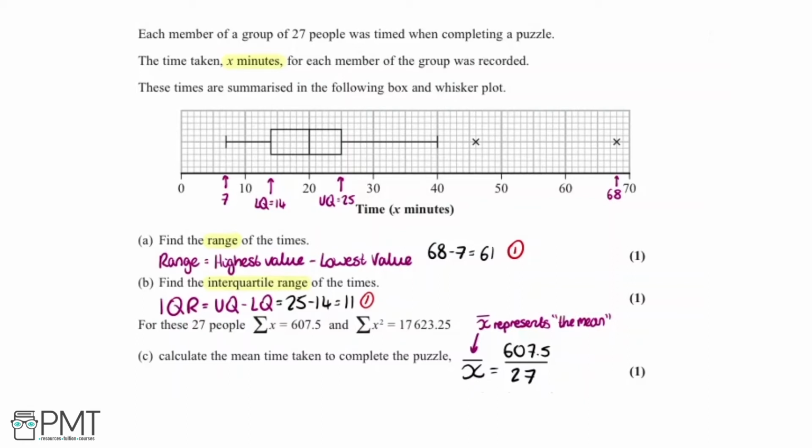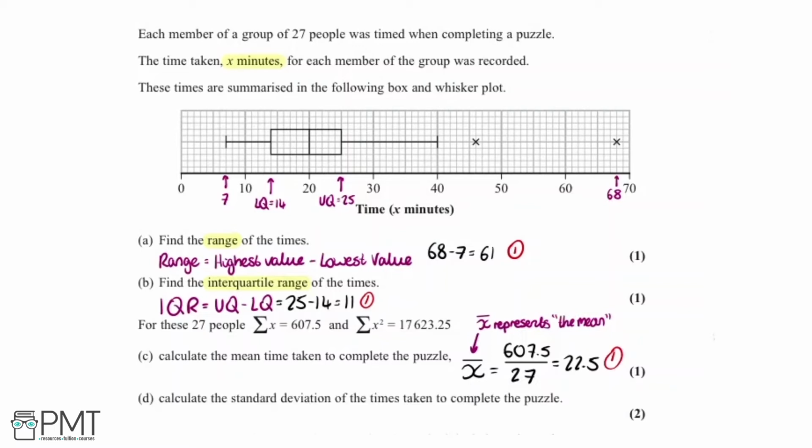So essentially what we've done is we've got all the times added up together, which is 607.5. And we're going to divide that by how many times there are. Because there are 27 people, it means there are 27 different times. If we write this out in the calculator, that gives us 22.5. And we get 1 mark for getting the correct final answer.